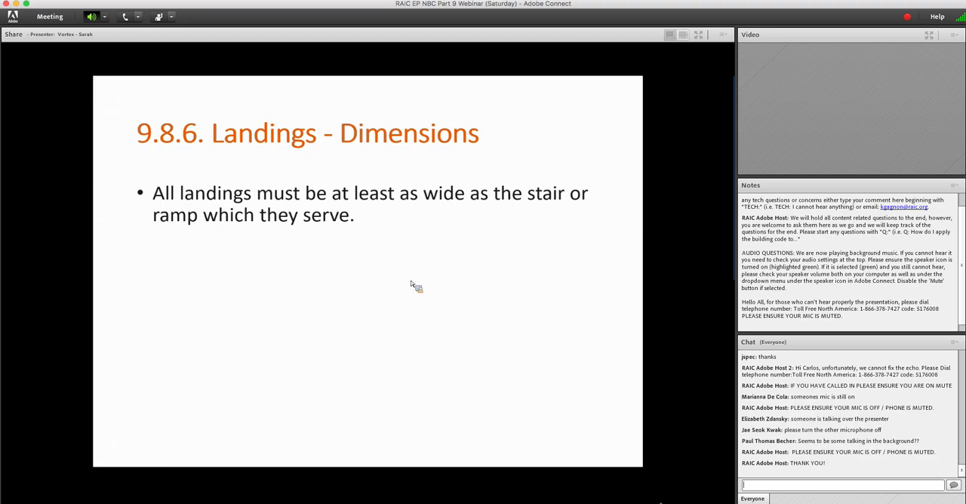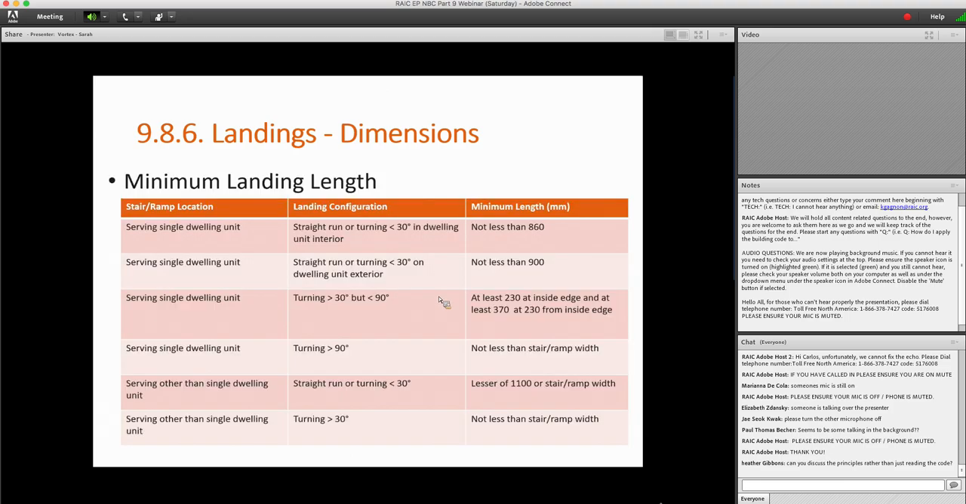All landings must be at least as wide as the stair or the ramp which they serve. For example, if you have a 1100 millimeter ramp, your dimensions of the landing must be 1100 wide. The landing lengths have minimum requirements, and they vary depending on the location of the stair or the ramp. So the landing for a stair or ramp serving a single dwelling unit also depends on your landing configuration.